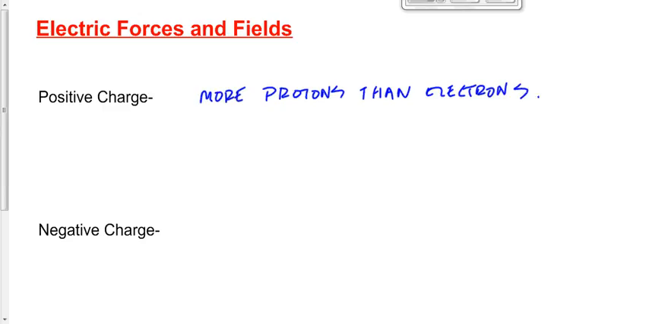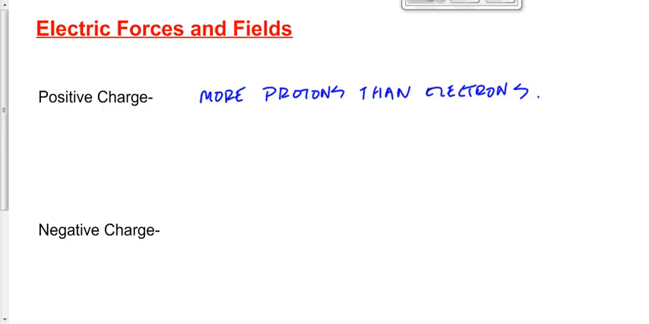Or you could say less electrons than protons. How does it get that way? Well, somehow electrons have left this object. It has less electrons, electrons have left. It doesn't mean that we've gained protons to give it more protons, because remember, that doesn't happen. Protons stay where they are. You can't gain protons from anything.